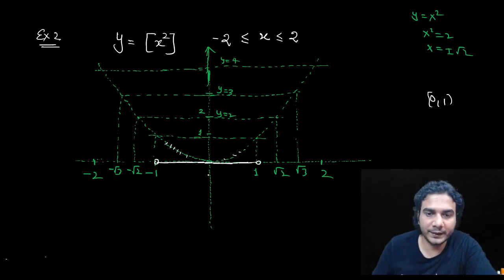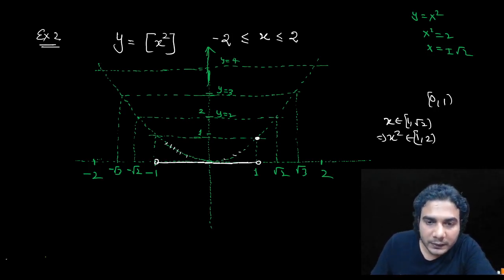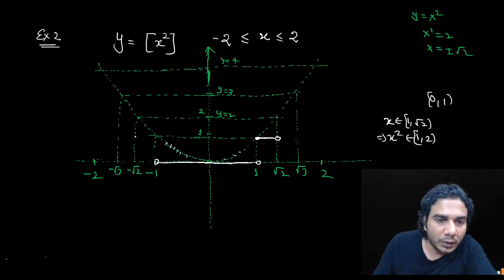Then between 1 to root 2, at x is equal to 1, it is going to be 1 only. Now when x lies between 1 to root 2, x square lies between 1 to 2. And similarly, minus root 2 to minus 1 on the left hand side, we'll do the same thing. So you need to plot this line. The greatest integer will become 2, and similarly here also the greatest integer will become 2.